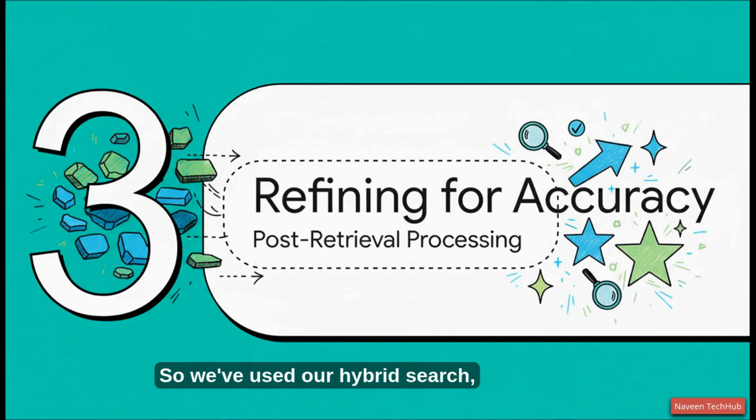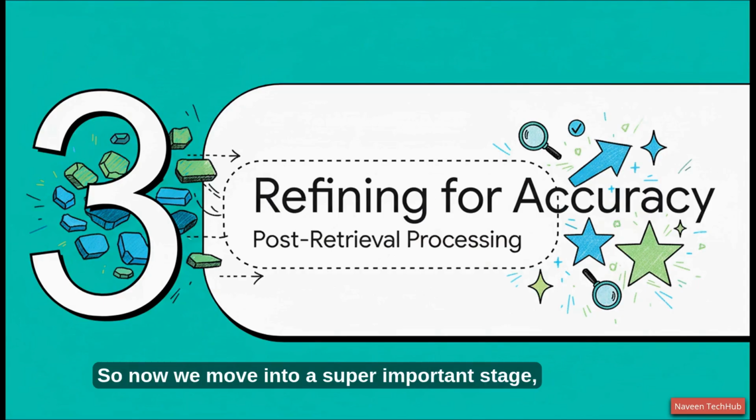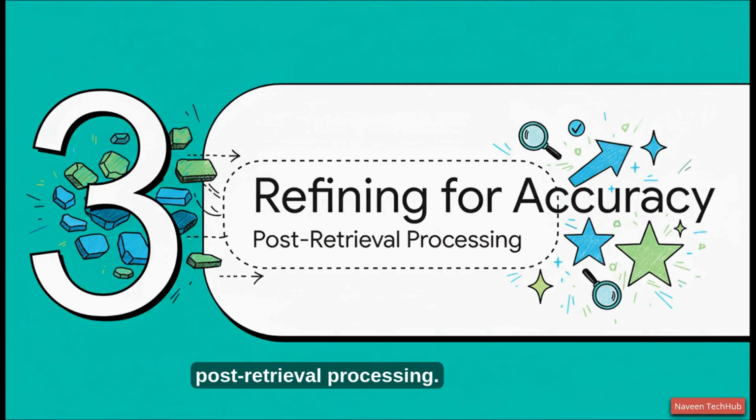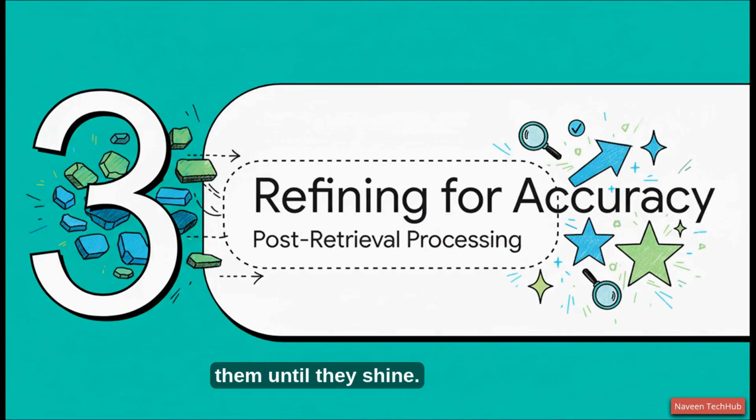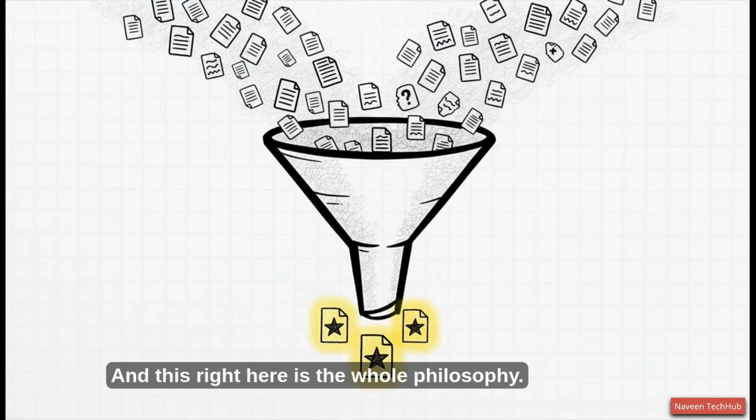So we've used our hybrid search, and now we have a list of potentially relevant documents. But in the enterprise world, potentially relevant just isn't good enough. We need to be sure. So now we move into a super important stage, post-retrieval processing. This is where we take our rough results and polish them until they shine. And this right here is the whole philosophy. It's about quality, not quantity.